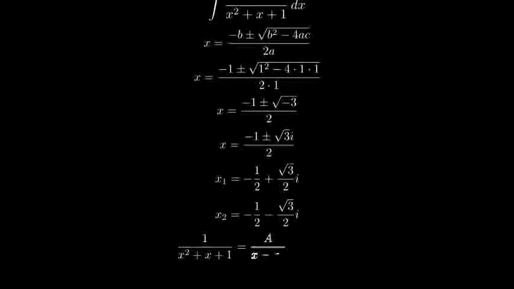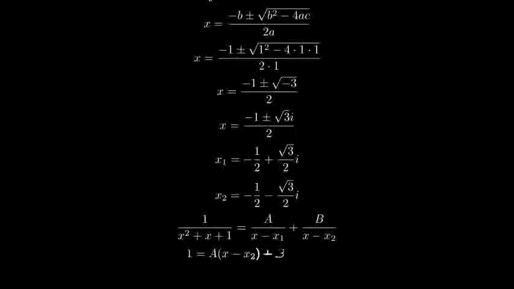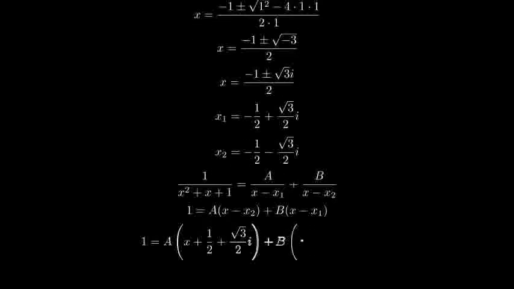The partial fraction decomposition involves terms of the form a over x minus each root. Partial fractions will transform the integral into something more manageable. Multiply both sides of the equation by x squared plus x plus 1 to clear out denominators. To find the values of a and b, expand and compare coefficients.